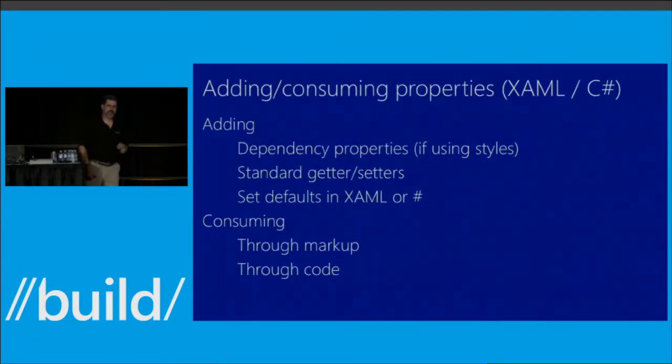So for those of you doing XAML, this should be old hat to you. We add dependency properties if we want to make it a stylable property. For example, I can change the color of my clock. That is a dependency property, because then I can use styles in my consuming application to change what it looks like. Or you just use standard .NET getters and setters.